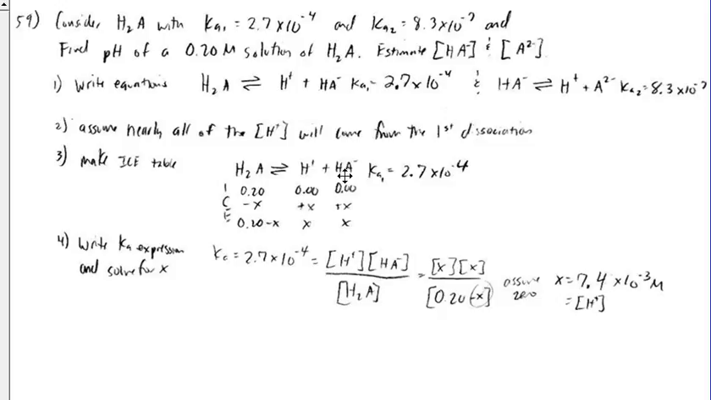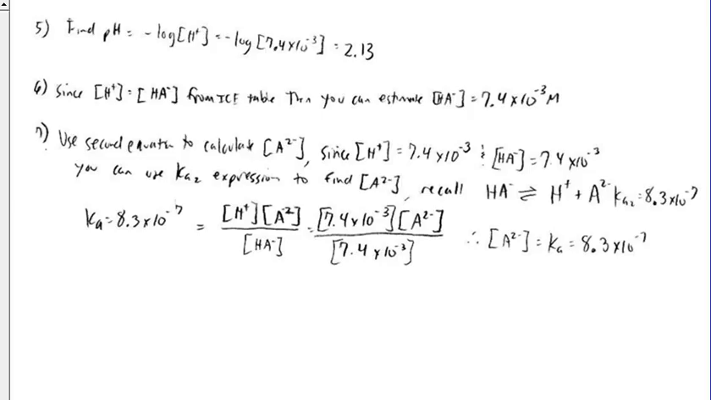Then you write a Ka expression and solve out for x. So you are going to use the Ka1 and then plug in the values we know. We assume that this x in the bottom, the x minus x from the 0.2 for the H2A, can get subtracted away. We solve out for x as 7.4 times 10 to the negative third, and that'll be essentially our H plus concentration. So then you can find the pH by doing the negative log of that. The pH should be 2.13.